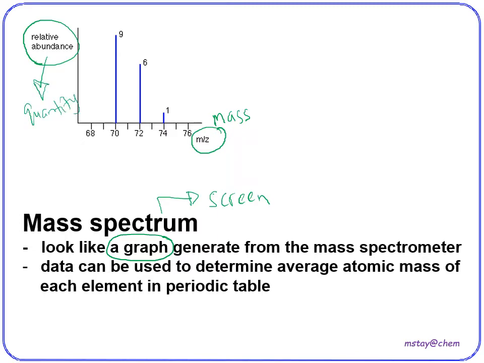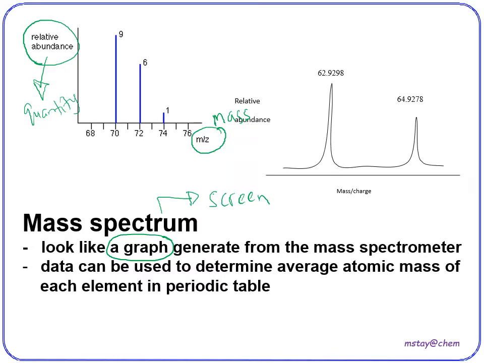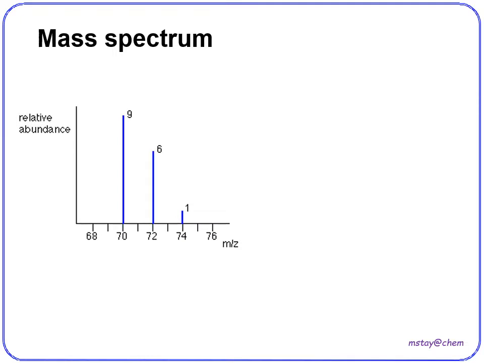However, sometimes the mass spectrum can also look like this. Generally it is also the same. Here represents the abundance, and here represents the mass. So we are going to use this information, abundance and also the mass, to calculate the average atomic mass. Now let's check out what information we can get from the mass spectrum.